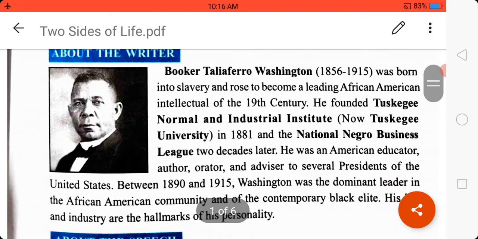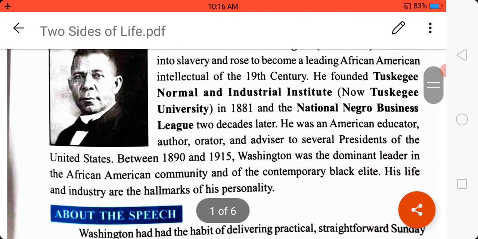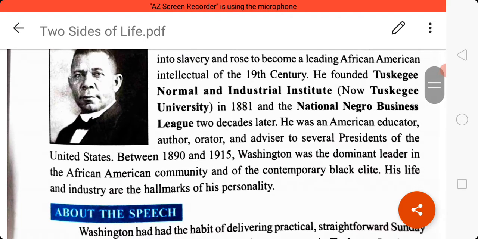So here, Booker T. Washington was born in a slave family, but he became a famous leading African American person in America. And he founded the Tuskegee Normal and Industrial Institute, now known as Tuskegee University, in 1881. And also he founded the National Negro Business League two decades later. After founding Tuskegee University, two decades later, he founded the National Negro Business League.